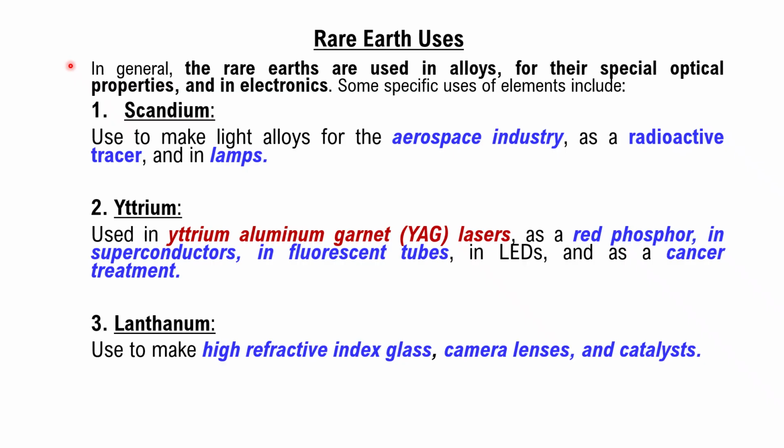The rare earth elements are used in alloys for their special optical properties and electronics. Some specific uses are, elements include number one, scandium.